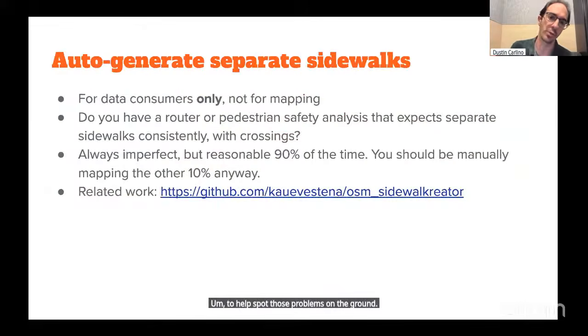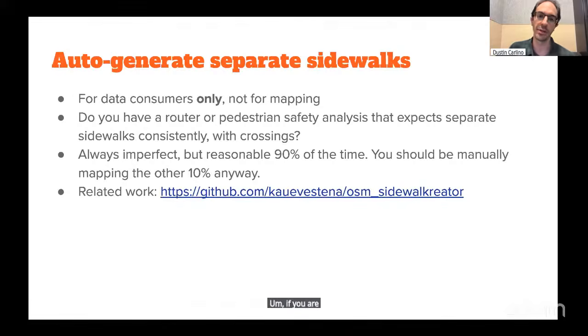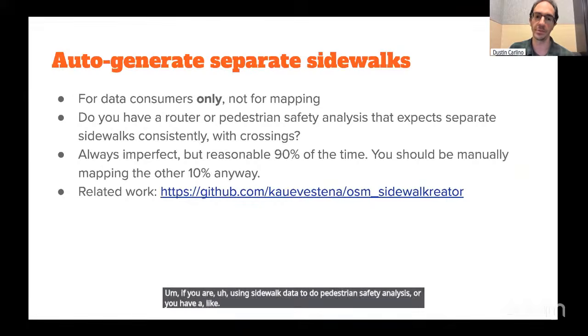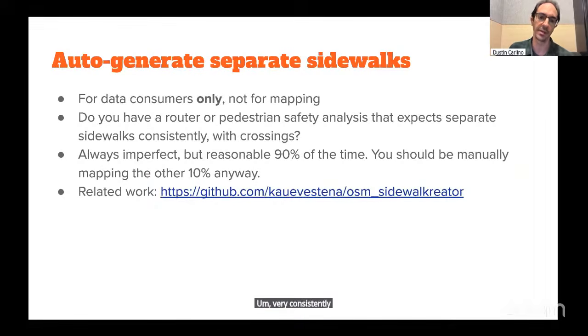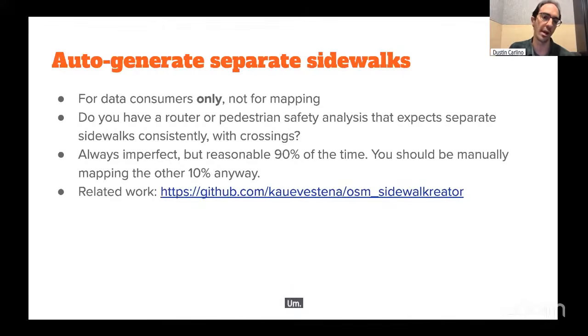A final thing this tool does is, I think, less interesting from the mapping perspective. If you are using sidewalk data to do pedestrian safety analysis, or you have a routing engine that expects separate sidewalks and crossings to exist very consistently and not mix the styles, Speedwalk includes some experimental tools to auto-generate separate sidewalks from the road center line.